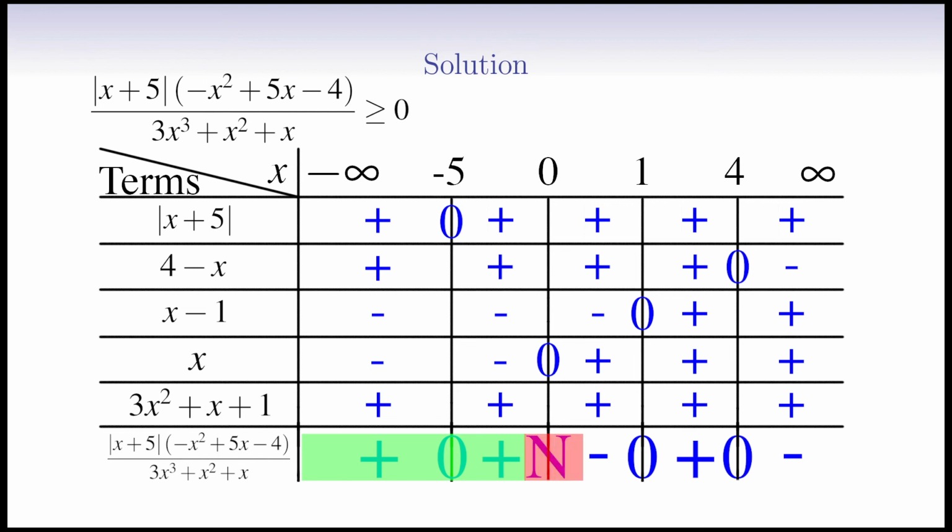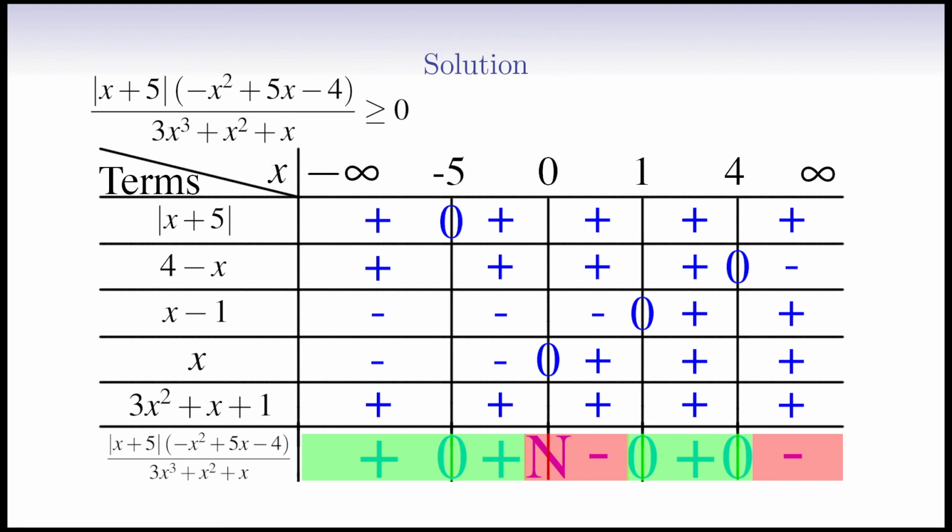From 0 up to 1 is still unacceptable since there is a negative sign, but x equal to 1 is acceptable since the fraction is 0, and 0 is acceptable. Likewise, from 1 to 4 is acceptable because of the plus sign. X equal to 4 is acceptable too, since the fraction becomes 0. Finally, for x greater than 4, the fraction is negative, so the interval is not acceptable. Great. We solved the problem.